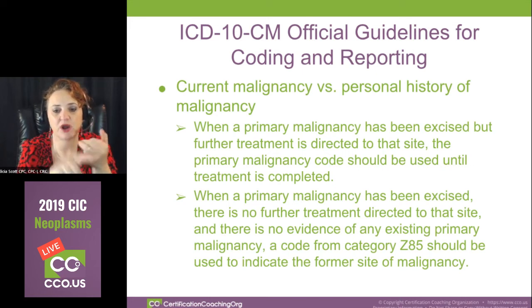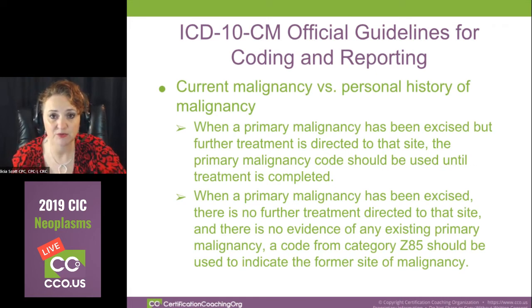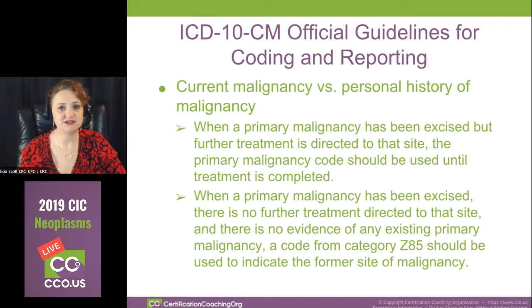If the primary malignancy is excised, there's no more treatment to the site, and there's no evidence of that cancer anymore, then you can use the Z85 code indicating it's a history of. Now, let's go back and say, Mrs. Brown, we actually removed the lung. She has the other lung, but it's free of disease, and she's not getting any treatment.